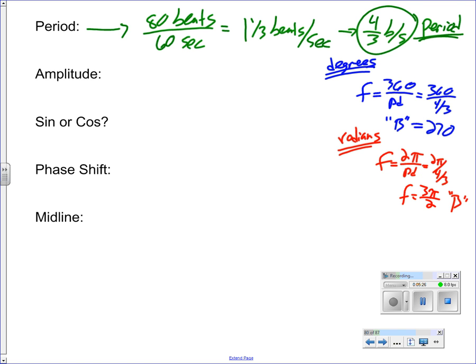The next thing we're going to look for is amplitude. Before we go back and look for amplitude, remember our formulas for amplitude and midline are very similar. They both involve the maximum and the minimum. So the amplitude is half the distance between the maximum and the minimum, and the midline is the average of the maximum and the minimum. So amplitude is half the difference, and midline is half the sum. So we're going to go back, see if we can find some numbers that indicate our maximum and our minimum, and then we'll be able to find both the amplitude and the midline from that.